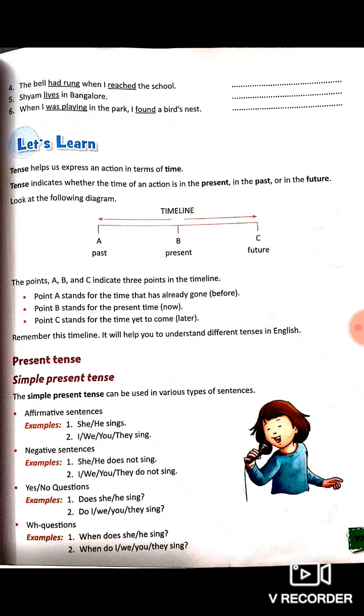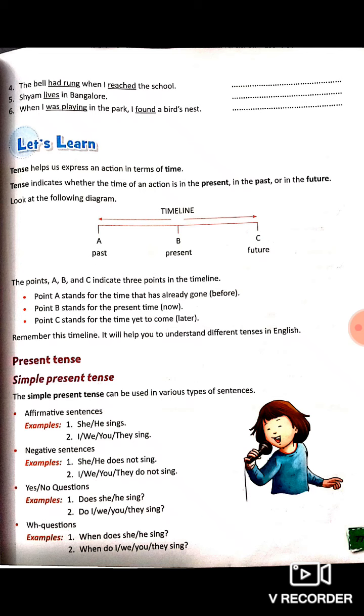You can see a timeline is drawn here. This is divided into three parts: one is A, another B, and the third is C. The present is B. What has happened earlier or before in the past is A, that is past, and what will happen or is about to happen in the future, later than the time I am talking, represents the future. So point A stands for the time that is already gone before, point B stands for the present time now, and point C stands for the time which is yet to come later.